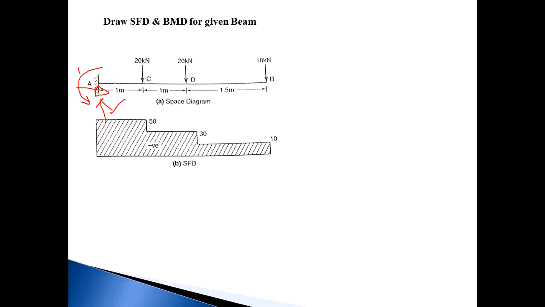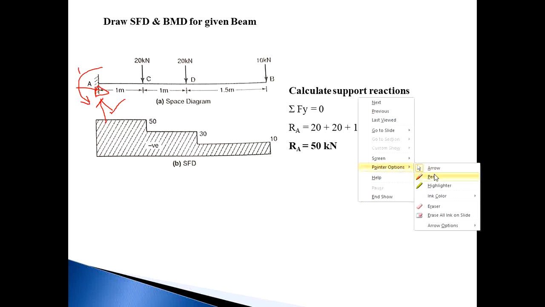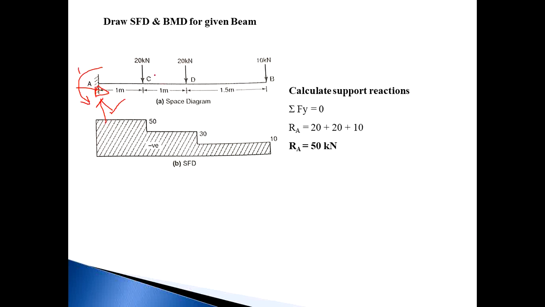In this beam there is only a single support, so the total load is carried by this A support, which is a fixed support. So RA: summation Fy is equal to 0, upward force is equal to downward forces. There is only one upward force, that is RA, and three downward forces, that is 20, 20 and 10. So total downward force is 50 kilonewton, and upward is RA. So reaction RA is equal to 50 kilonewton. This is the simple way to calculate reaction RA.